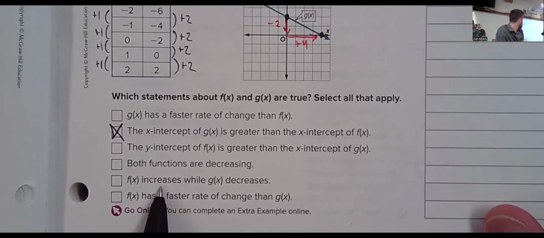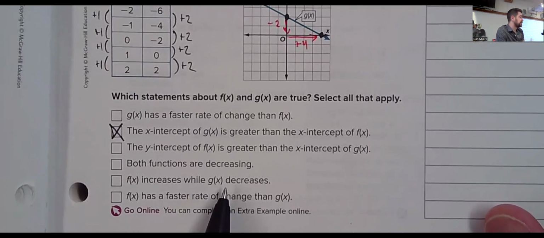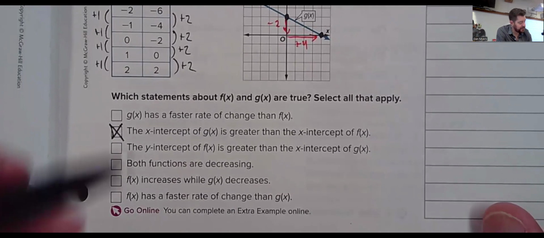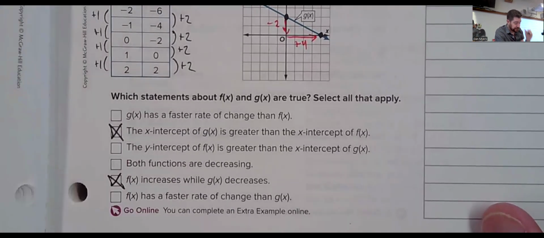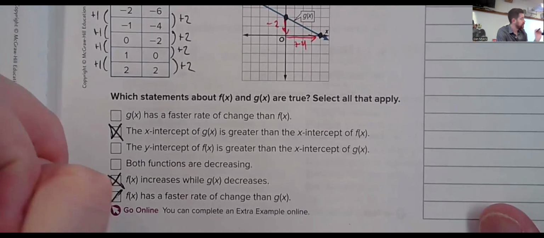F of x increases while g of x decreases. Yeah, that's true. F of x has a +2 slope, g of x has a -1/2 slope. F of x is going up, g of x is going down. F of x has a faster rate of change than g of x. 2 versus -1/2. Yeah, that's true as well. All right.